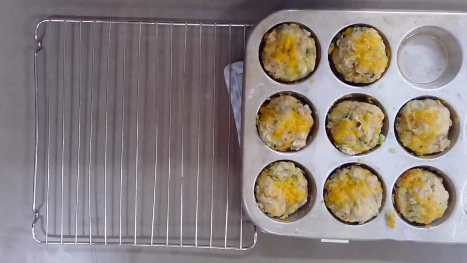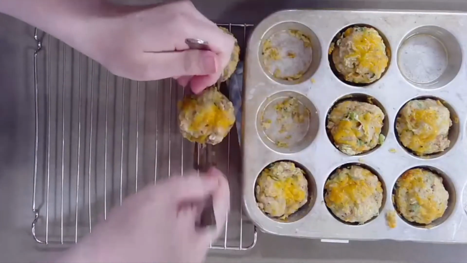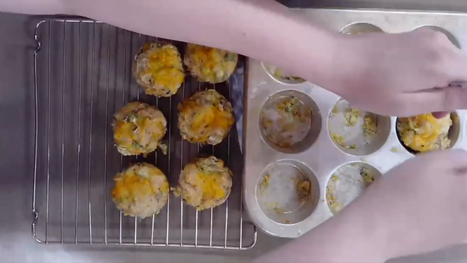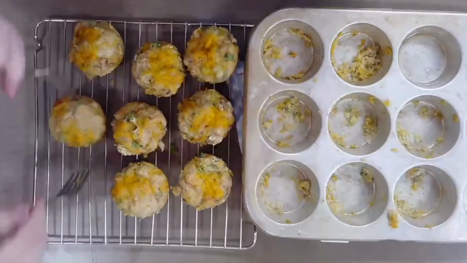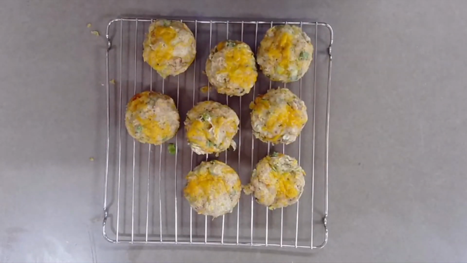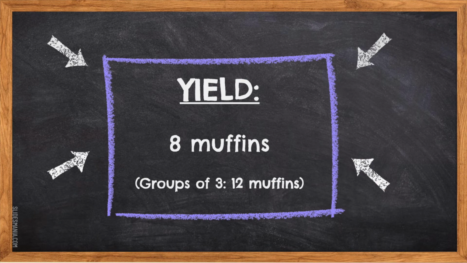As the muffins cool down, you'll notice they significantly shrink away from the sides of the pan. Then you can use 2 forks to help lift them up and transfer them to the cooling rack to cool completely. The yield for this recipe is 8 muffins. Groups of 3 will make 12 muffins.